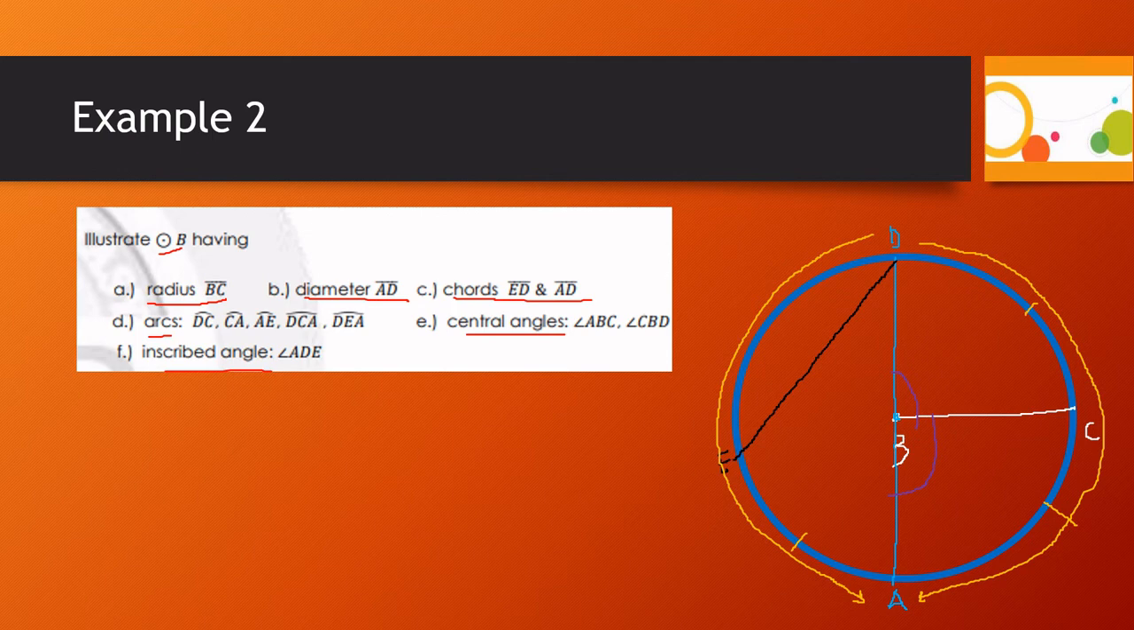Okay, next is the inscribed angle. Our inscribed angle is angle ADE. This will be your inscribed angle. Okay? So, this is how you illustrate circle B.